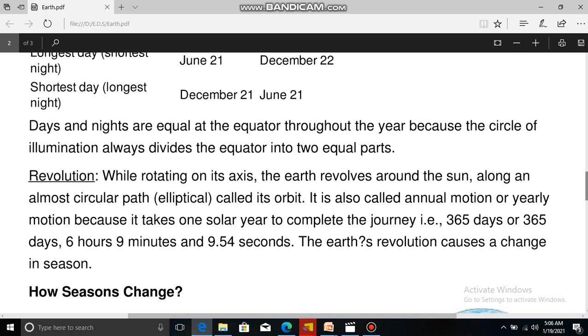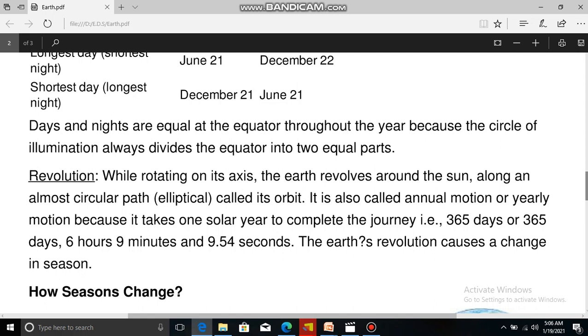Days and nights are equal at the equator throughout the year because the circle of illumination always divides the equator into two equal parts. Revolution. While rotating on its axis, the Earth revolves around the Sun along an almost circular, elliptical path called its orbit. It is also called annual motion or yearly motion because it takes one solar year to complete the journey: 365 days, or 365 days 6 hours 9 minutes 9.4 seconds.